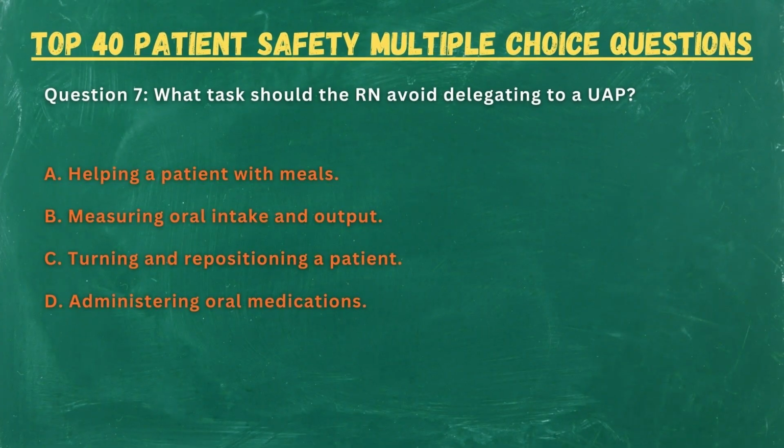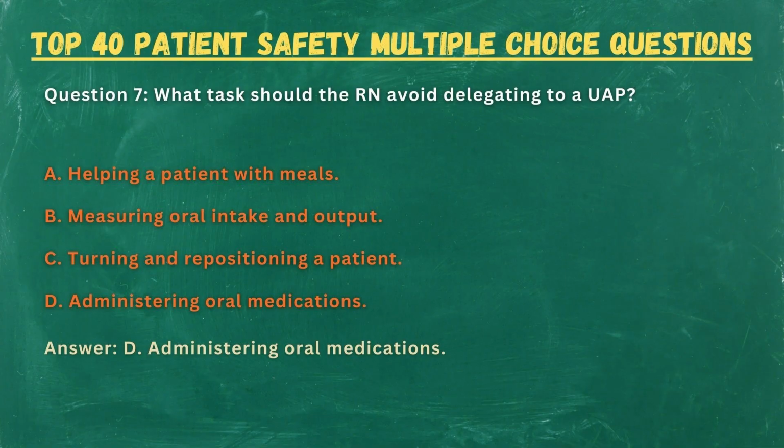Question 7. What task should the RN avoid delegating to a UAP? A. Helping a patient with meals. B. Measuring oral intake and output. C. Turning and repositioning a patient. D. Administering oral medications. Answer. D. Administering oral medications.